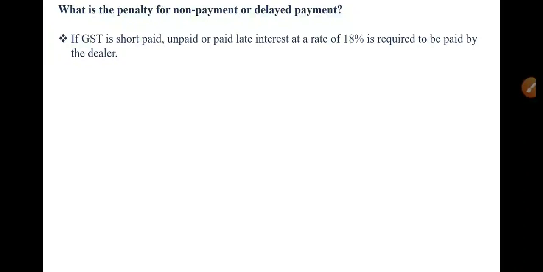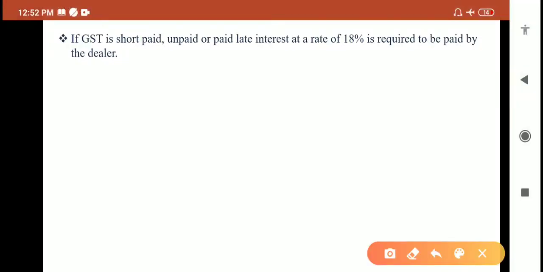See, GST may be short paid, which means less amount is paid: 10,000 is the liability but only 5,000 is paid. Or unpaid: for example, 10,000 is the tax liability and nothing is paid by the dealer. Or paid late. These are the three circumstances. For example, 20th is the due date and it is paid next month, so that is a late payment. And interest on these payments will be at 18% rate.